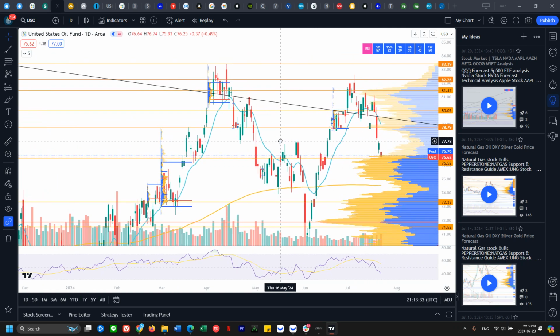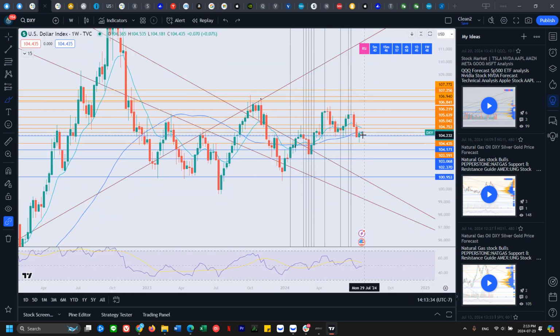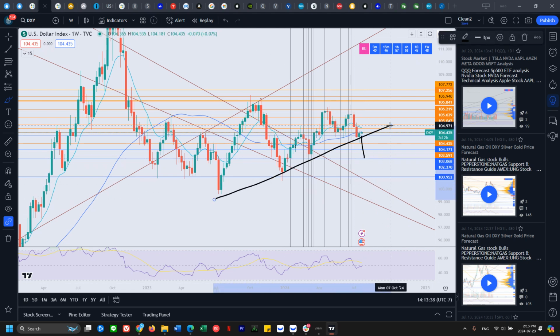But if we do get a cut, then the dollar will likely break bear out of this tightening range that we have right now. So we'll see if it cuts or not. If it's a hold, probably it'll just tighten up into September.